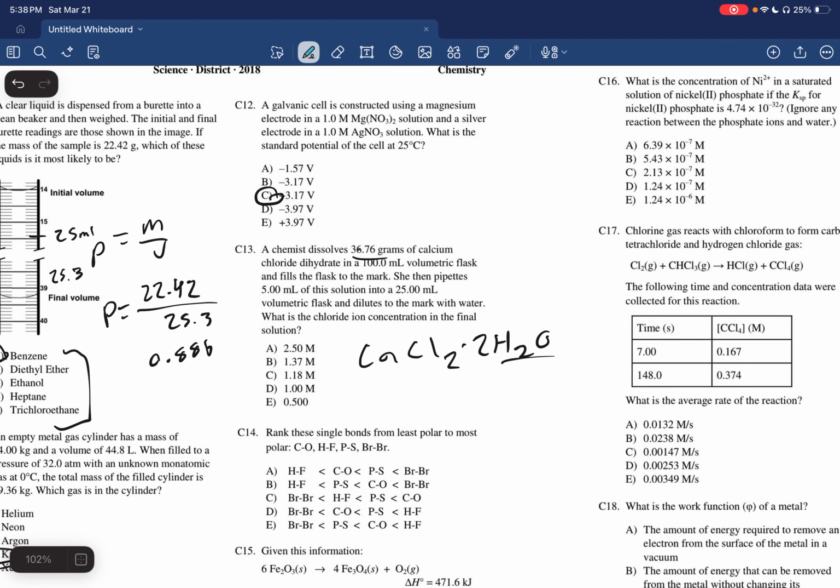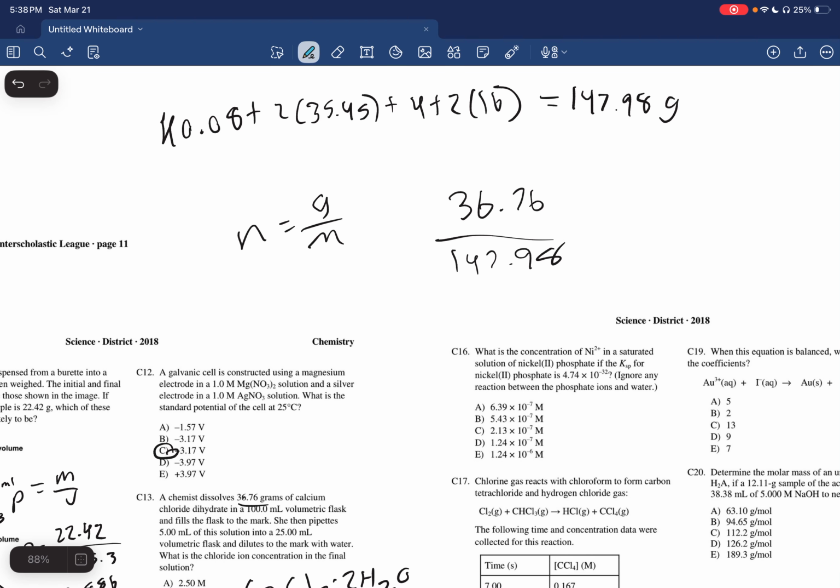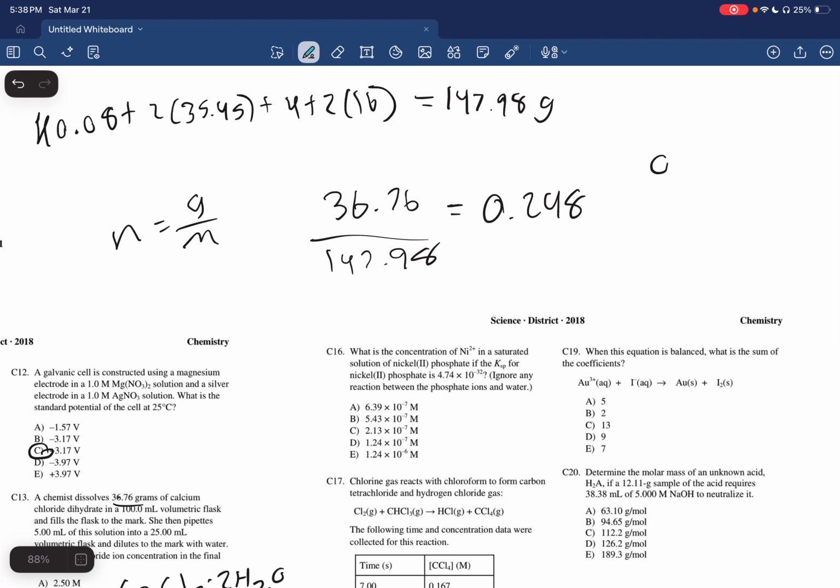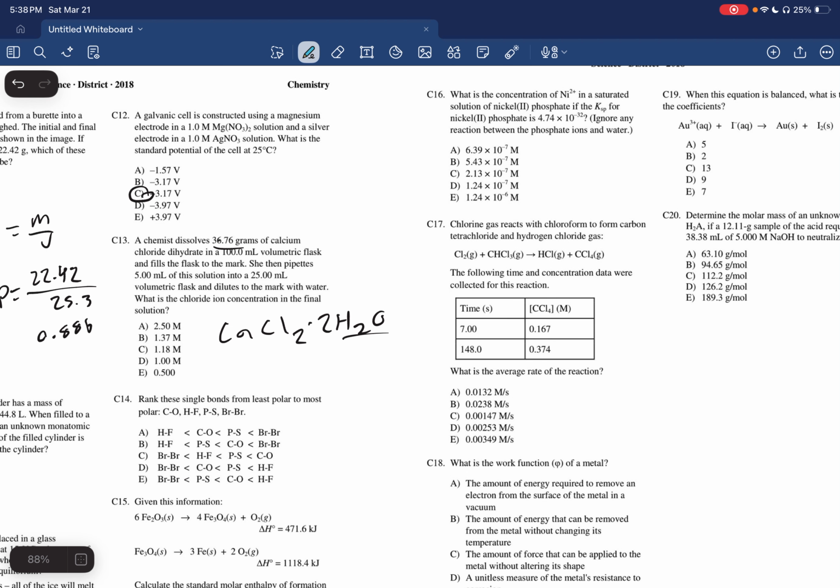So it's given us this amount of grams. So let's take our molar mass and let's find our number of moles. Because remember, number of moles equals grams over molar mass. Okay, there we go. And that'll come out to around 0.248, but I'm just going to call it 0.25 moles because it's going to make the math a lot easier here, and we don't really need to be too precise in this question because you can see our answer choices are pretty decently far apart.